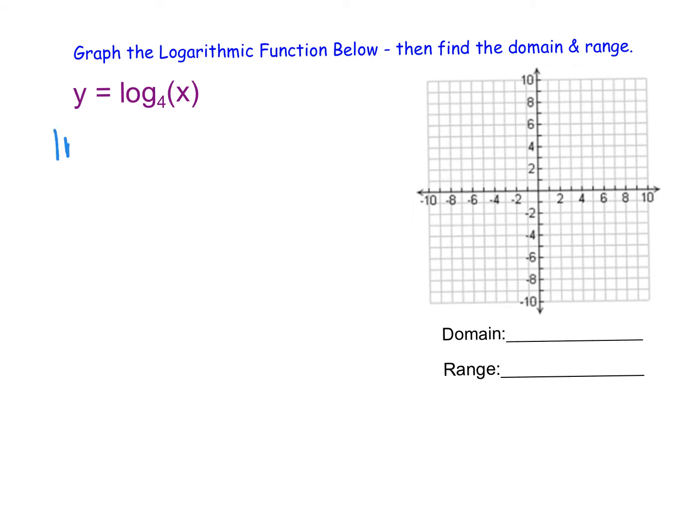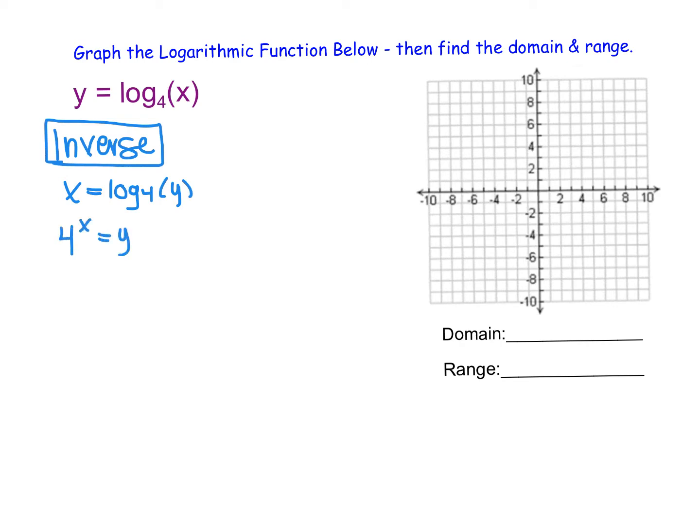So let's start by finding the inverse function, as we know that creating a table of values for the logarithmic function can be a little bit difficult. So here we flip x and y, so x equals log base 4 of y, and then we use our knowledge of rewriting a log into an exponent to solve for y. So this becomes 4 to the power of x is equal to y. So we just have y equals 4 to the power of x. That's our inverse function for log base 4 of x.